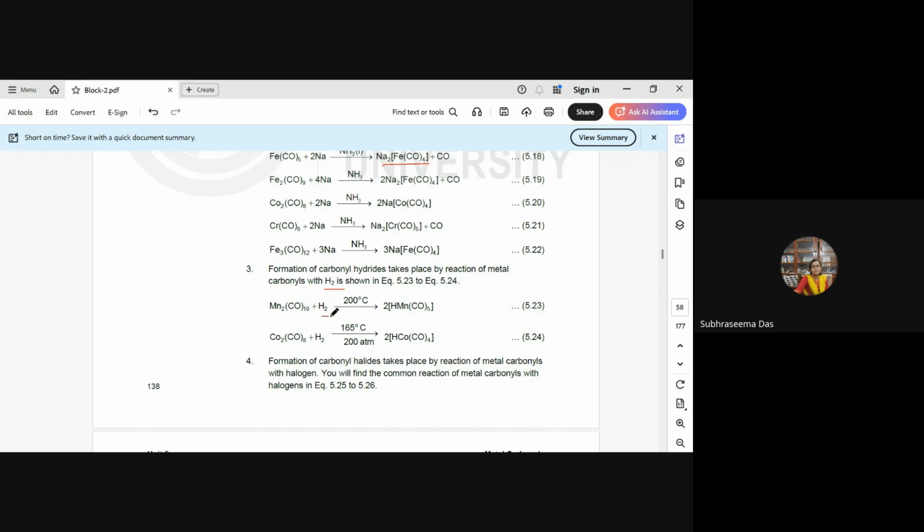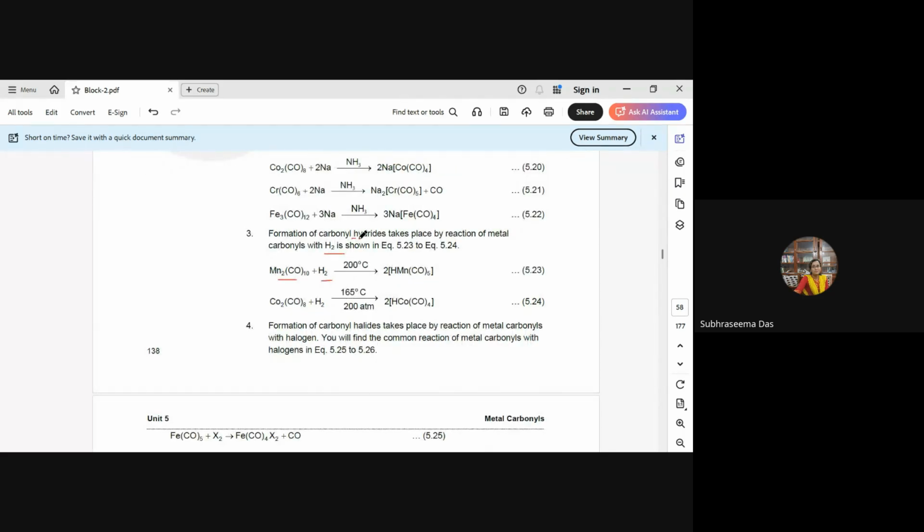So when we pass H2, normally we see hydrides are formed when hydrogen reacts with any particular metal. Similarly, the carbonyl compounds form their carbonyl hydrides. For example, Mn2(CO)10 reacts with hydrogen under specific conditions to form the corresponding manganese carbonyl hydride. So here it has been shown. Similarly, Co2(CO)8 reacts with hydrogen and forms cobalt carbonyl hydride. So equations 5.23 and 5.24 show the formation of carbonyl hydrides.